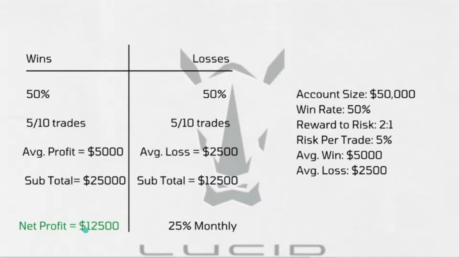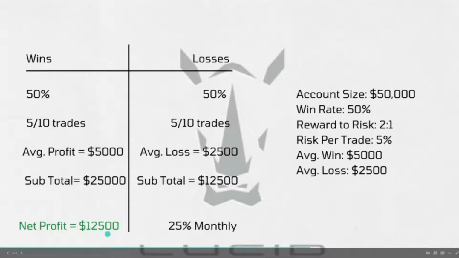Net profit's going to be $12,500 a month. Guys, he just became a 6-figure income earner very fast with this. 25% monthly gain. When that starts to compound, this number gets a 0 behind it pretty quick. I don't care who you are, that's going to change your life.